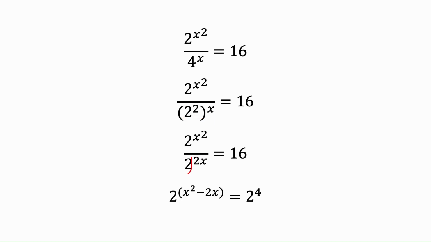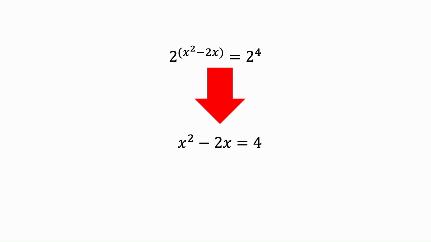And here, since the base in this fraction is similar in both numerator and denominator, we can subtract the power, and it's going to be x squared minus 2x, and we can write 16 as 2 to the power 4 here. Since the base is equal in both sides, I mean the left side and the right side, for making this equation true, the power of both sides need to be equal to each other. So x squared minus 2x equals 4.